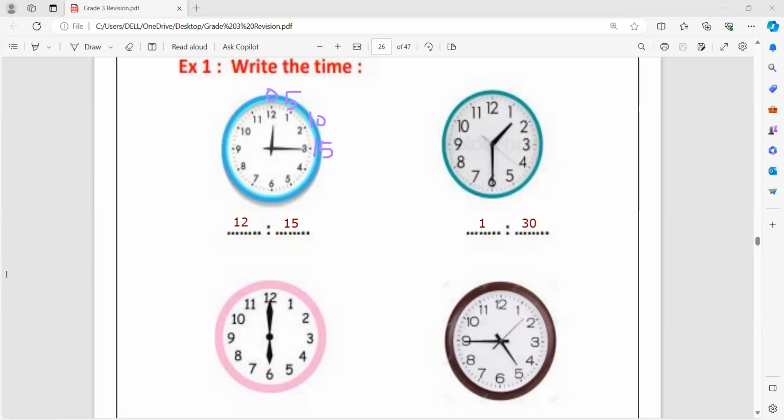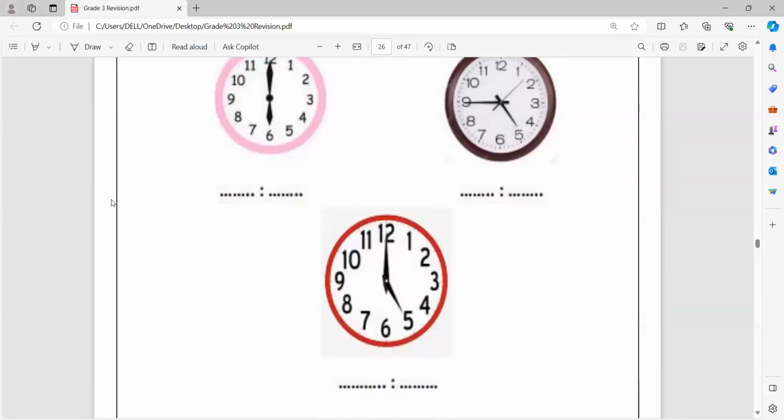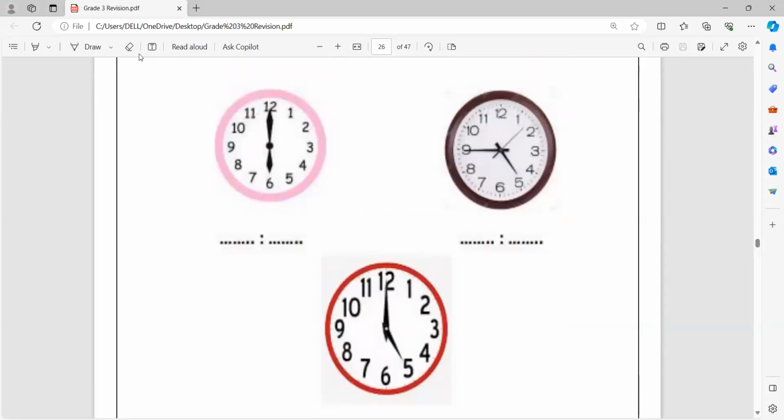Another one. Here we have the shorthand standing on 6. Can you see? So the hours equal 6. So put 6 here. What about the minutes? Can I write 12? Of course not. We are going to jump by 5. But here it's on 0. We don't need to jump. It's only on 0. It means that it's 6 hours and 0 minutes. We put 2 zeros because we have 2 places here.